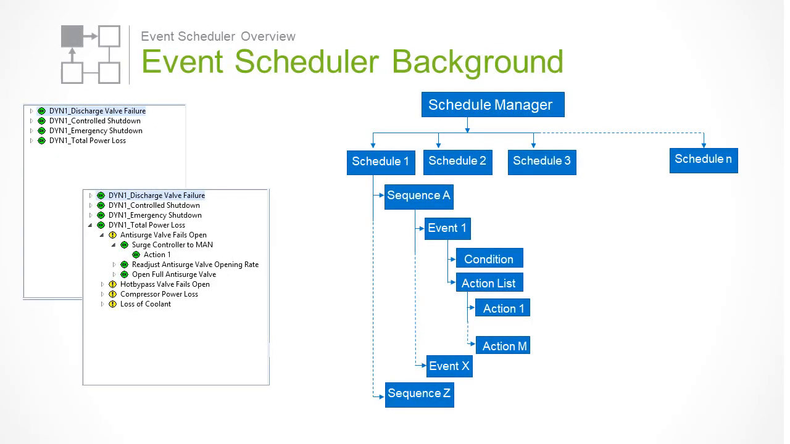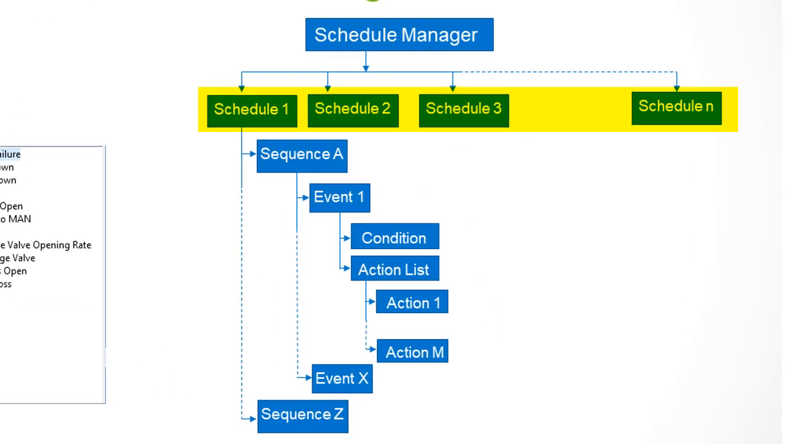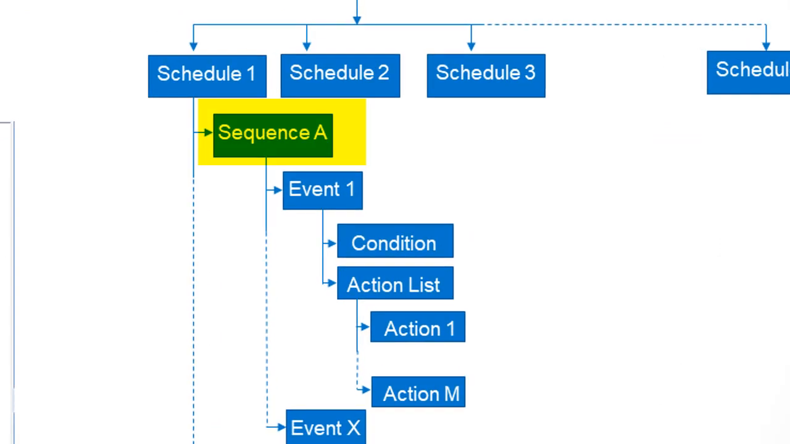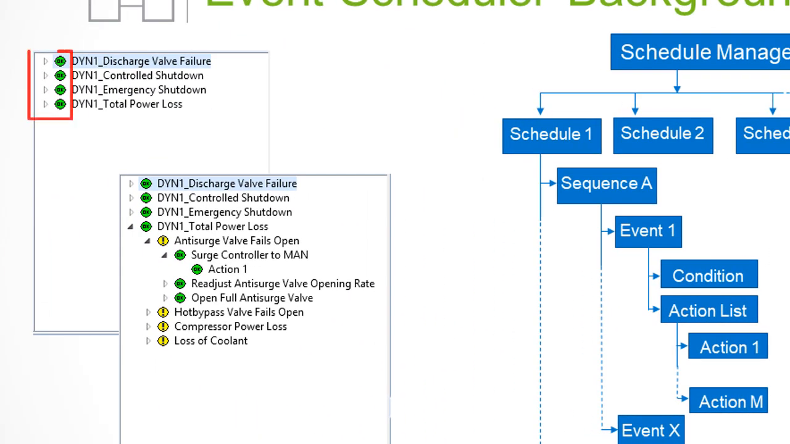The event scheduler manager contains all the event schedules in the case. Each schedule is comprised of sequences. Each active sequence in the schedule is executed once per time step. An active sequence is a sequence that has been started and is not holding. If the status of the sequence is waiting, there is one current or active event.